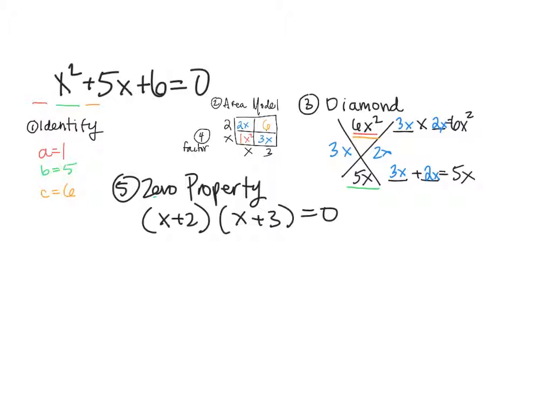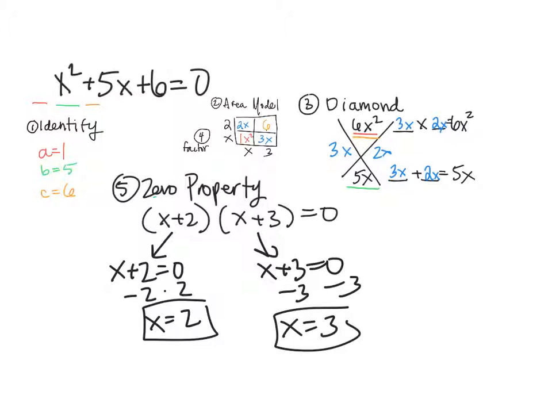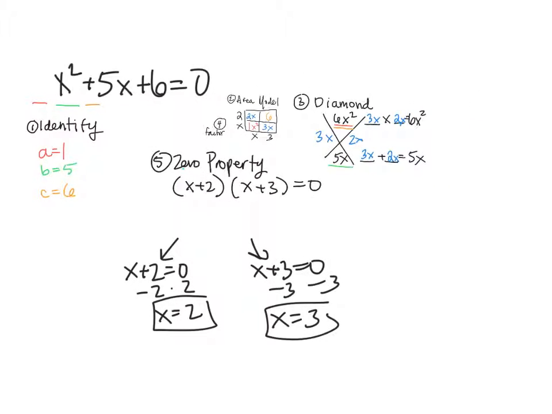The zero product property tells us that x plus 2 equals 0. Minus 2, x equals negative 2. And x plus 3 equals 0. Minus 3, x equals negative 3. So there's our first example.